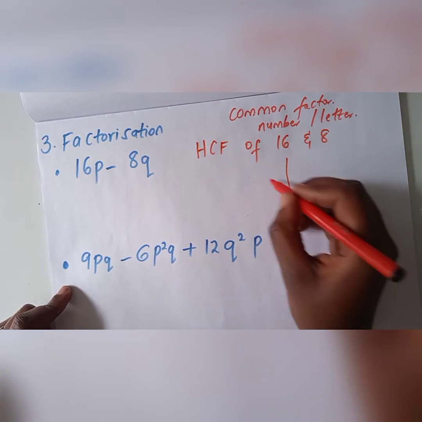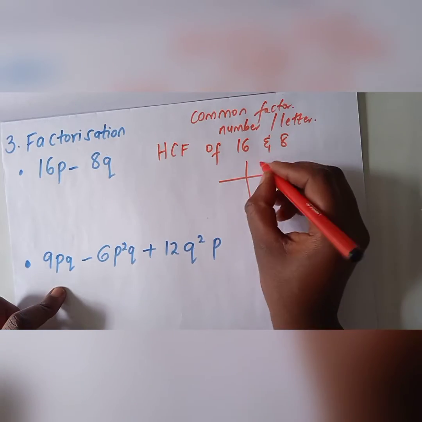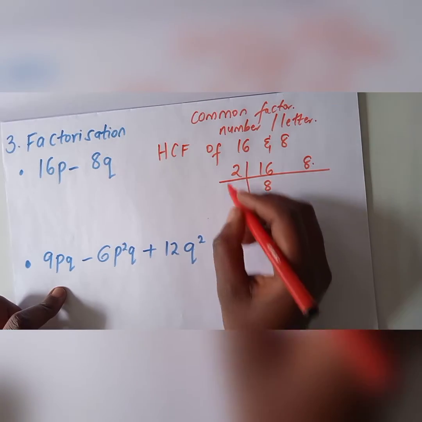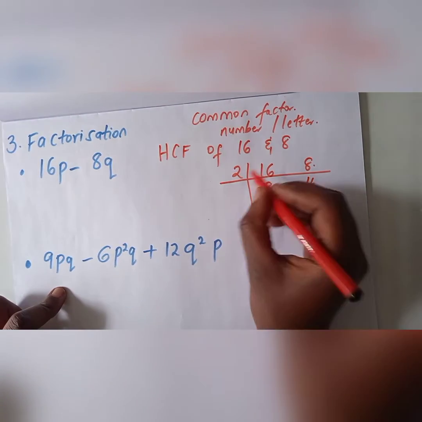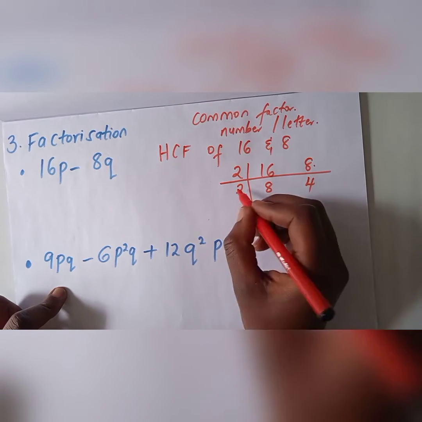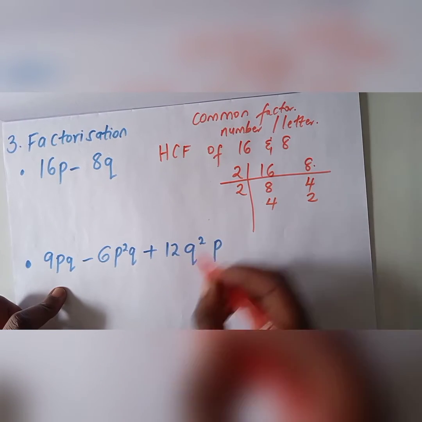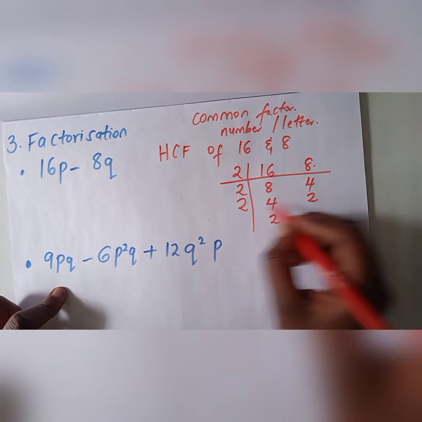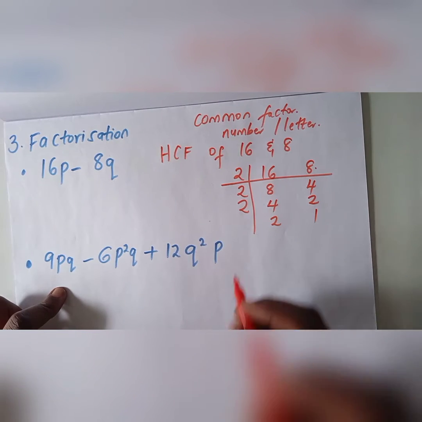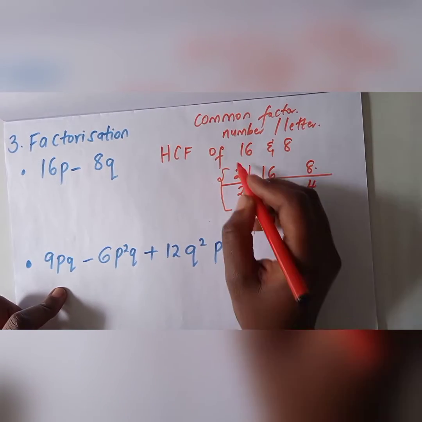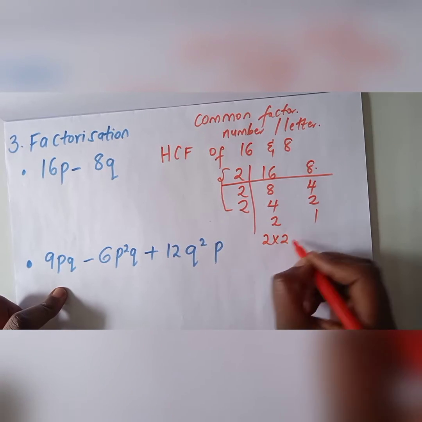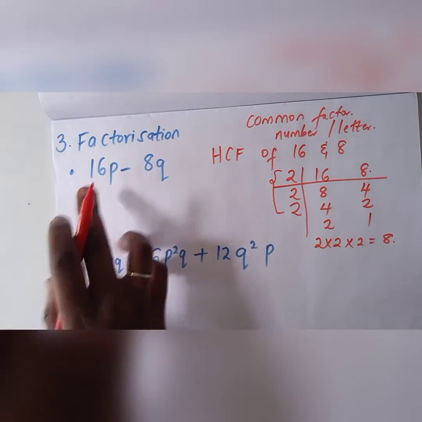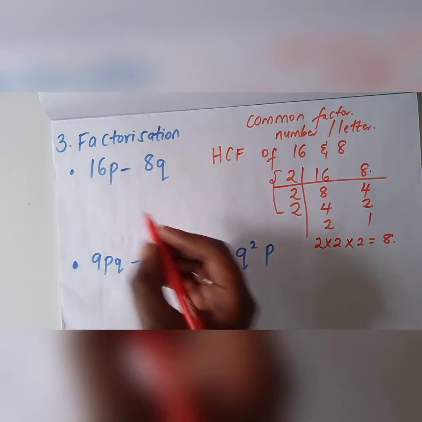So 16 and 8, that one you can do a table there. We have 16 and 8. So if you start with 2, 2 can go into 16 8 times, 2 can go into 8 4 times. Also 2 can go into 8 4 times, 2 goes into 4 2 times. Finally we have 2. 2 can go into 4 2 times, 2 can go into 2 1 time. So the highest common factor will be these three numbers. So you're going to multiply 2 times 2 times 2, that is 8. So the common factor that can divide both 16 and 8 will be 8.